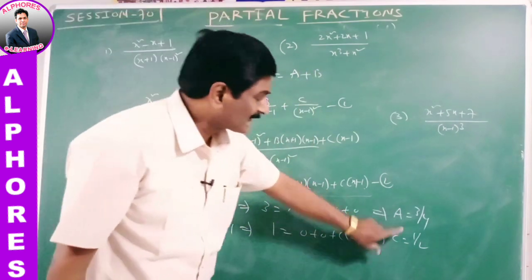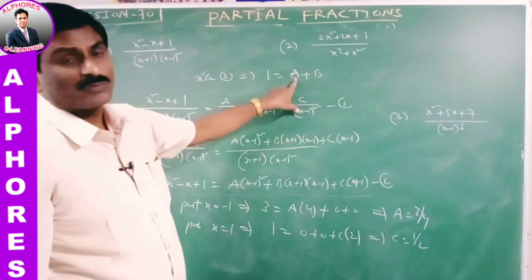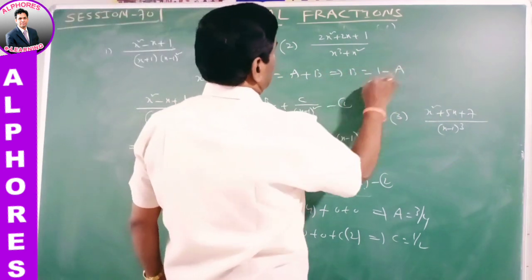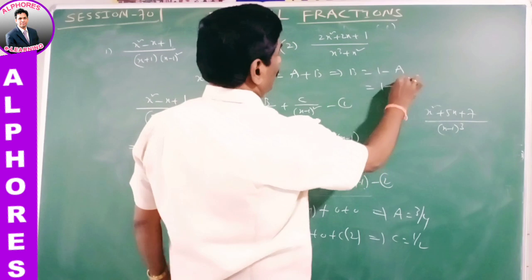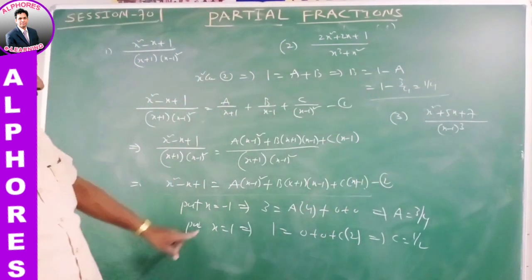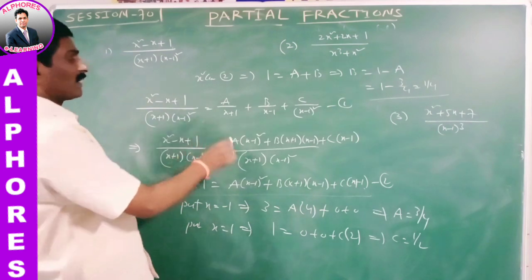Already we found a and c. Substitute the value of a in this equation, we get b. Okay, that means what is the value of b? b is equal to 1 minus a. That means 1 minus a, value 3 by 4, that is equal to 1 by 4. Finally, we get a, b, c. Substitute the values of a, b, c in this equation.